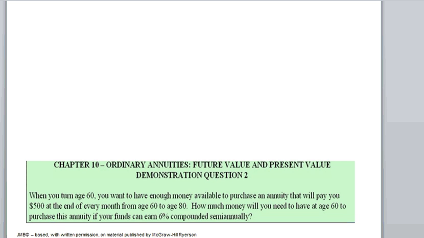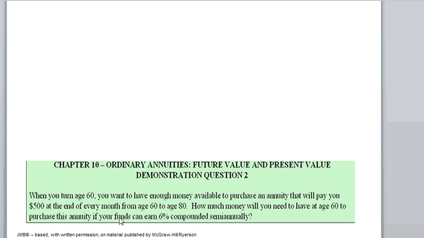Chapter 10, demonstration question number 2. If we read this question, we are being asked to find how much money one needs to deposit now in order to have an annuity of $500 at the end of every month from age 60 to 80, in other words for 20 years, if the interest rate is 6% compounded semi-annually.